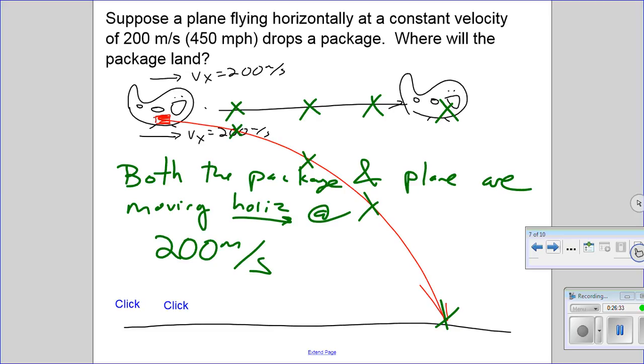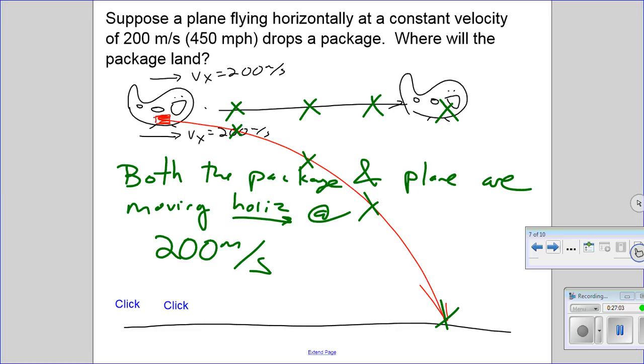Okay, so what Jack is thinking, well, they're both going 200 meters a second. So the package should take longer because it's got farther to go, right? Okay, but please hear me say this. I'm not saying that the package is going 200 meters a second. I'm saying that the package is going horizontally 200 meters a second.